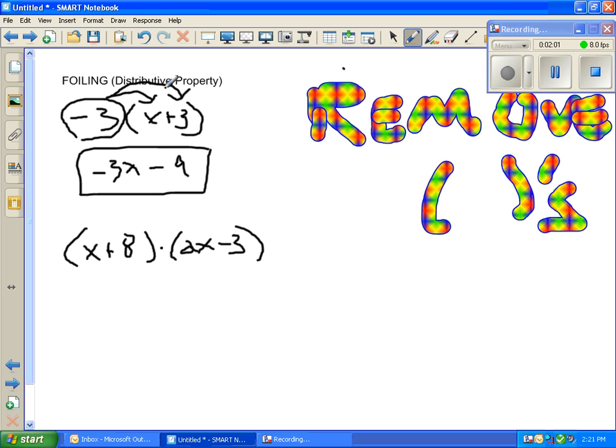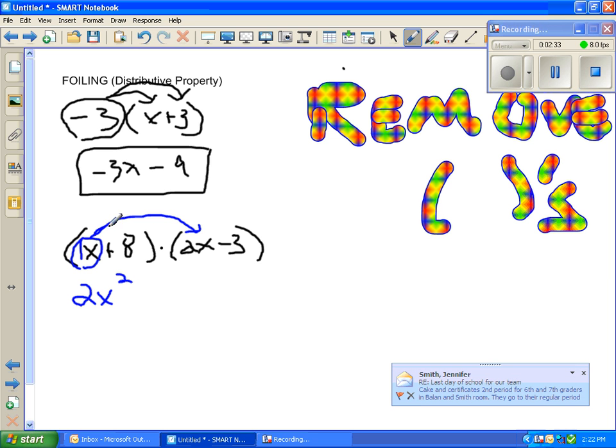Again, it looks more complicated because we've got these two things, but we want to distribute or remove those parentheses. So we start the same way. I'm going to take my x, my first term, and distribute the x to both of those. So x times 2x. You could put a 1 here because this is 1x. What's 1 times 2? 1 times 2 is 2. And x times x is x squared, or x to the second power. So x squared, 1 times 2 is 2.